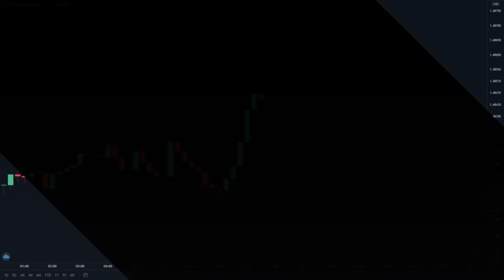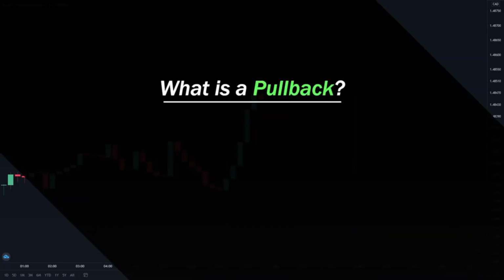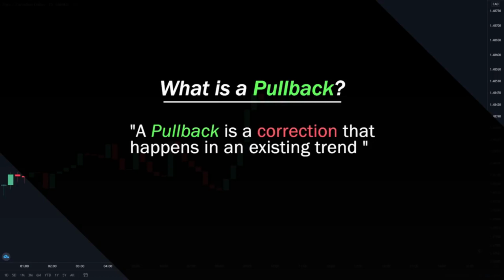First, let's start with the basics. What is a pullback exactly? A pullback is simply a correction that happens in an existing trend. And so, why is it so important to understand?